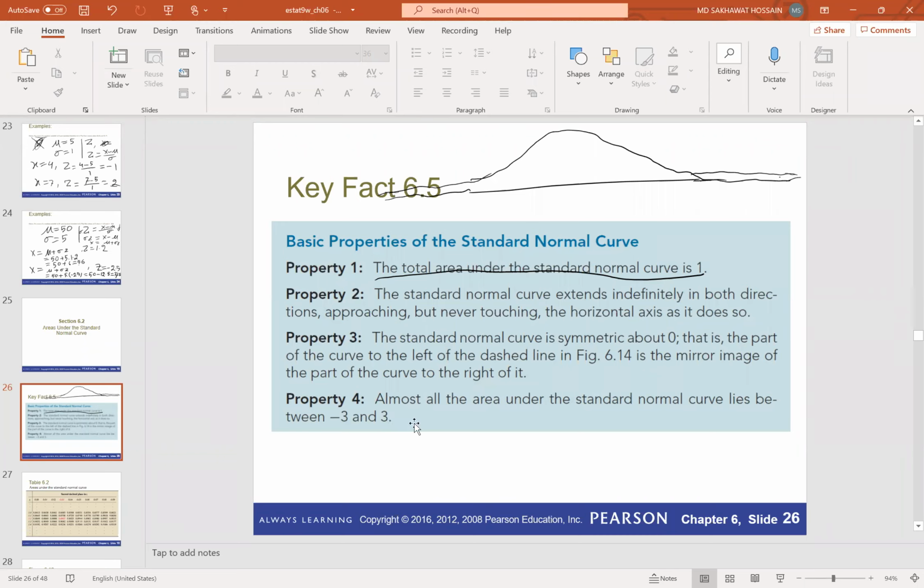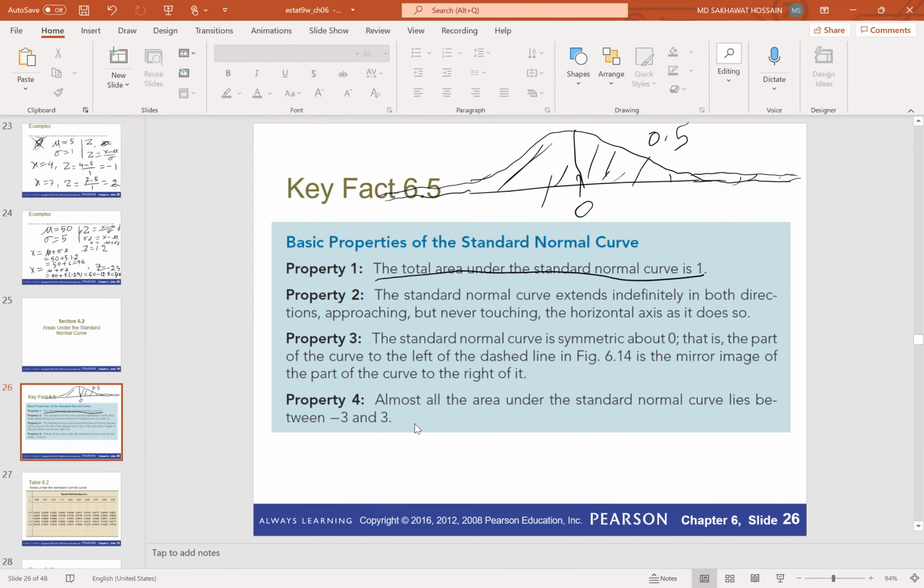Third property is the standard normal curve is symmetric about 0. That means the mean is 0. So we have area on the right side, which is 0.5, and the area on the left side, which is also 0.5, because it is symmetric. The area on the left side of the mean will be equal to the area on the right side of the mean.